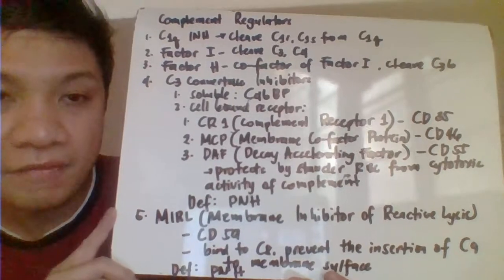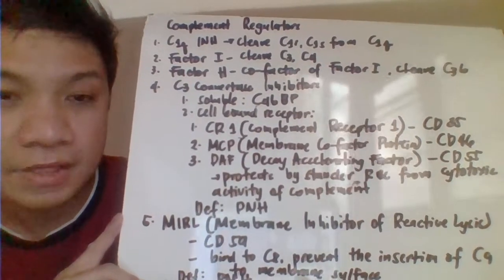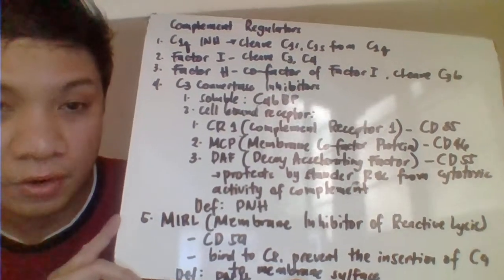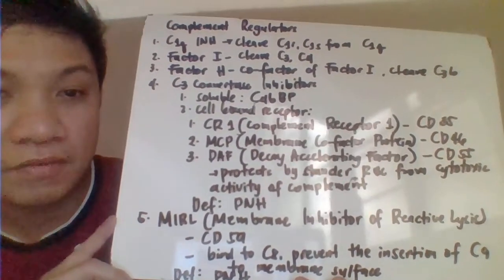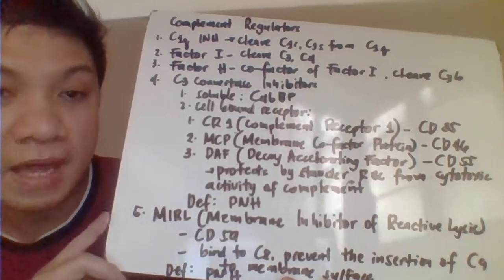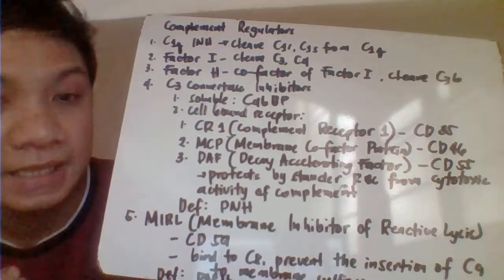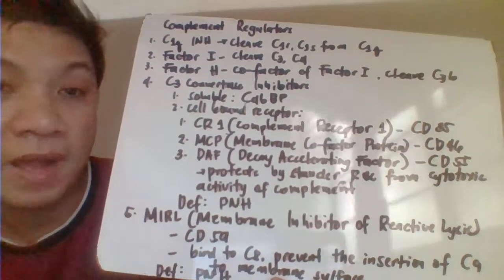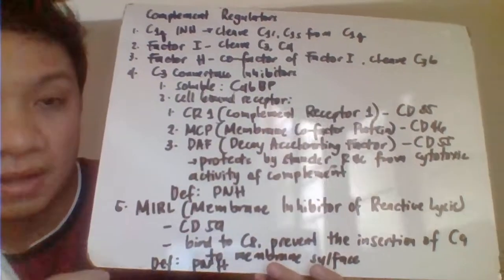Okay, then we have the regulators of your complement activation. These are the different factors that control the overactivation of your complement system. Generally, your complement system should only be activated if you have a pathogen inside your body. If not, it should be prevented from activating because of the different factors.